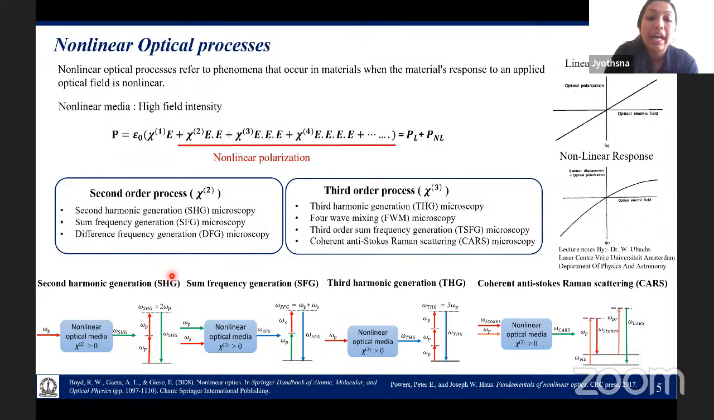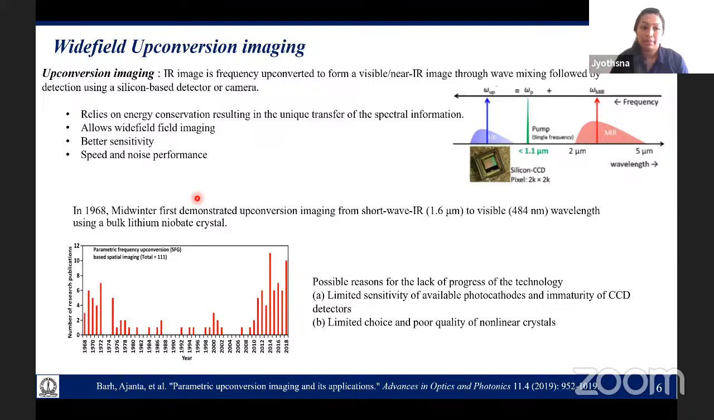or half the wavelength. And in the case of sum frequency generation, we use two photons, but their frequencies are different, and the resulting photon generated will be at the sum frequency. So the resulting frequency here is the sum of the signal and pump. For this, we need a nonlinear media with a strong nonlinear property, or chi2 component. So let's go to the main topic, that is wide field up conversion imaging.